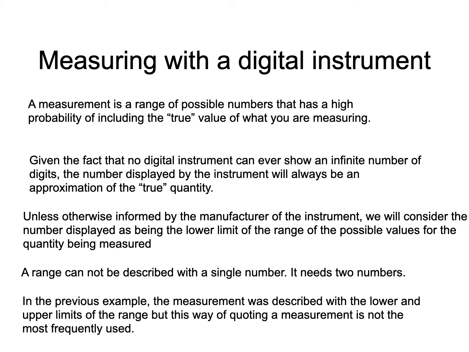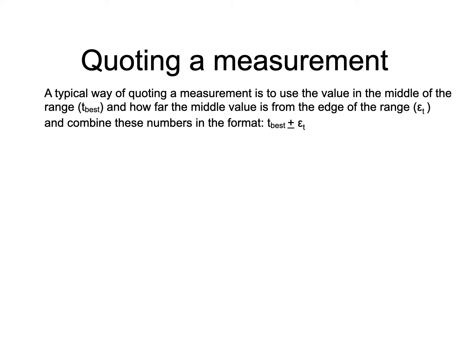But this is not the most typical way of coding a measurement. A different way to describe a range is to mention the middle value of the range and how far the middle value is from the minimum or the maximum value for the range. The middle value is labeled as T best, and the separation between the middle and the edge as epsilon t. Once these two values are calculated, the measurement is coded in the format T best plus and minus epsilon t.